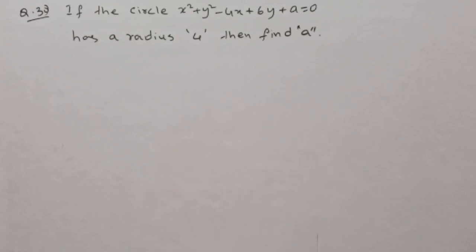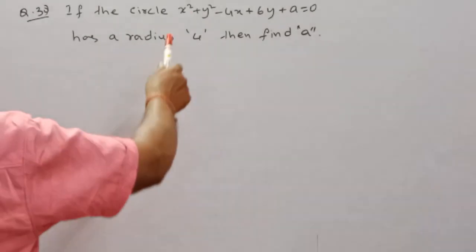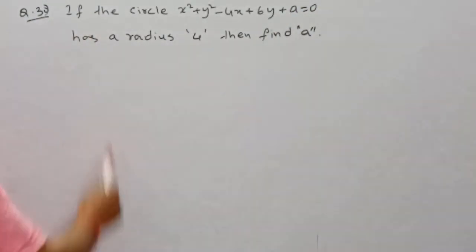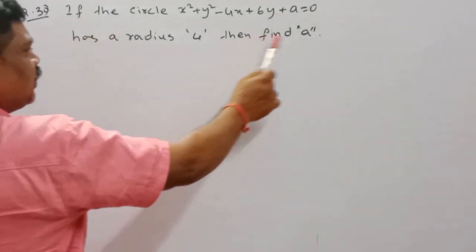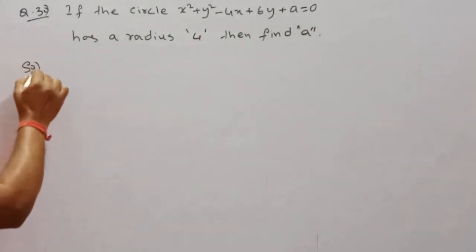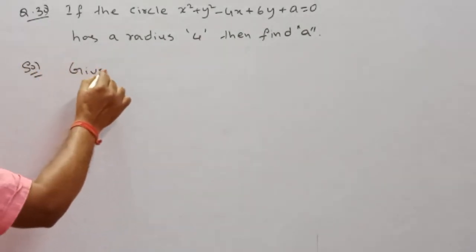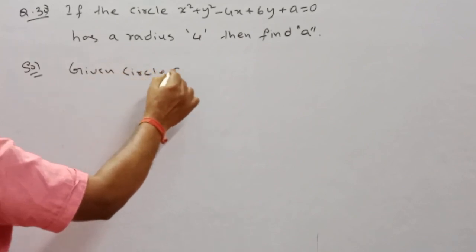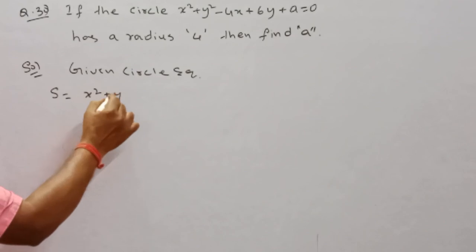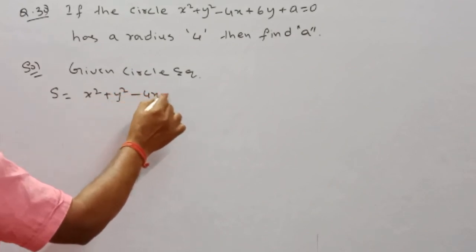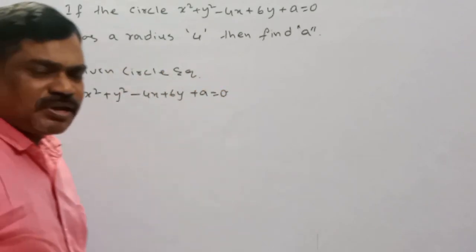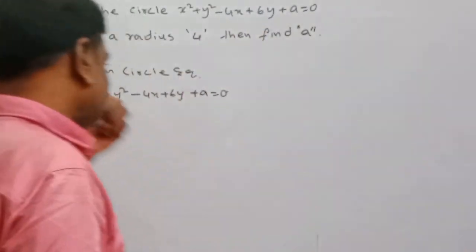One more problem from circles. If the circle x² + y² − 4x + 6y + a = 0 has a radius 4, then find a. So here you see, the given circle equation S = x² + y² − 4x + 6y + a = 0 is the given circle equation.